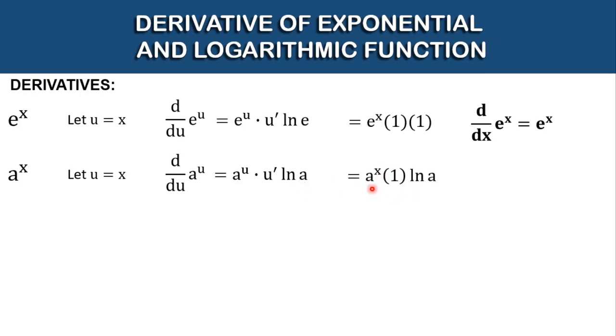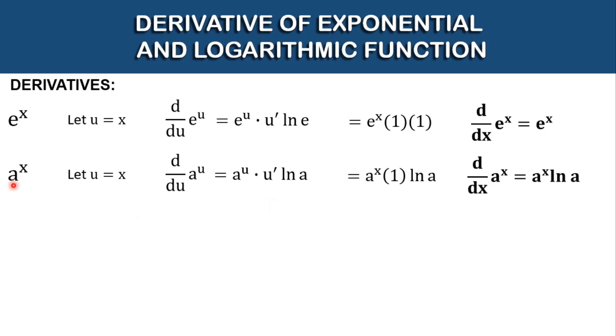So sa-substitute na natin yung u natin, which is x, dito. Then yung 1, nagmula siya dito sa u prime natin, or the derivative of u. So since u is equal to x, the derivative of x is 1, multiplied by ln a. So kung ano yung value ng a natin, yun din yung ilalagay natin dito. Therefore, the derivative of a raised to x is a raised to x times ln a. And also, ito din yung gagamitin natin na guide when we are dealing with problems involving a raised to x.